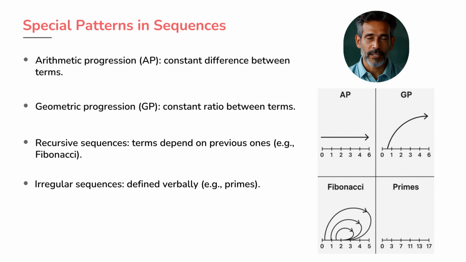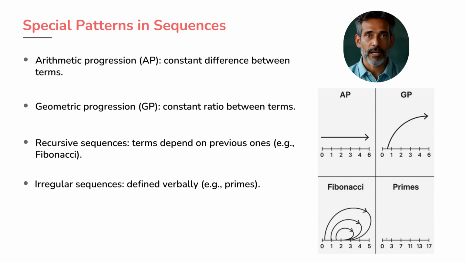Now let's meet the different types of sequences. First, the arithmetic progression or AP. Here, we add the same number each time. For example, 2, 5, 8, 11, where each step increases by 3. Second, the geometric progression or GP. Here, we multiply each time. For example, 2, 4, 8, 16, where each step is multiplied by 2.